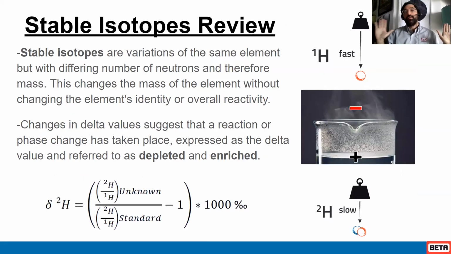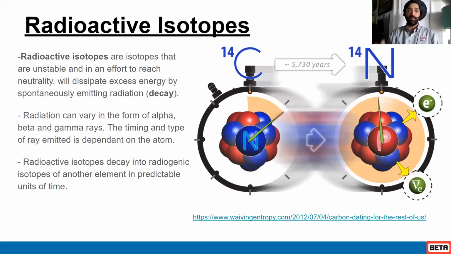Okay, so you made it. You made it through stable isotopes, right? So just a quick review, a stable isotope is a variation of the same element. It has a different number of neutrons, so it has a different mass, but it is the same atom. It's just that the deuterium, the heavier isotope, is likely to make a stronger bond than the 1H. We use the delta value to express these changes, and we refer to positive values, or positive compared to another value, as enriched, and negative, or negative compared to another value, as depleted, right? So it's not so bad, right? Not so bad. Okay, so up next is radioactive isotopes.